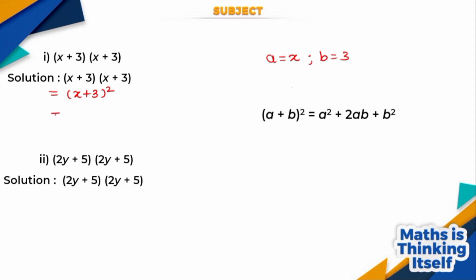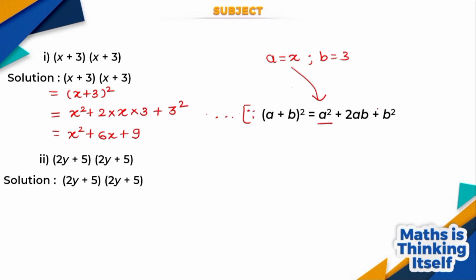Applying the identity, it is a², that means x², plus 2 times x, that is a, into 3, that is b, plus 3². Then you get x² + 6x + 9, since 2 into 3 is 6 with x as it is, and 3² is 9. Here we have to write the reason in the same step where we apply the identity. Similarly, we solve the next problem.